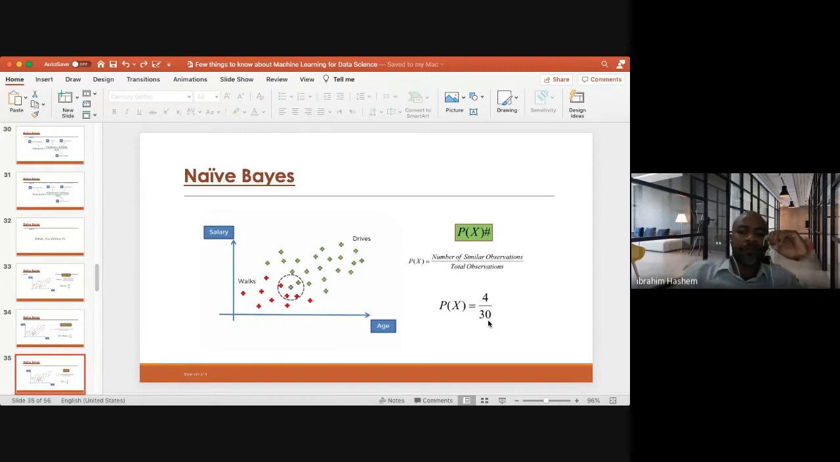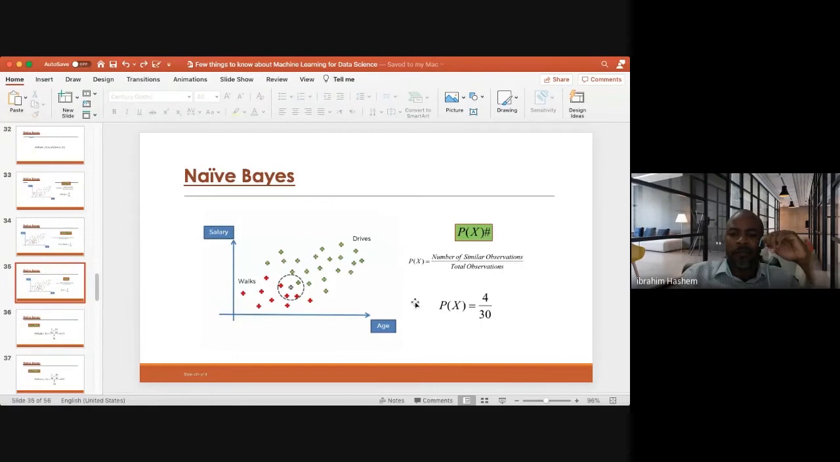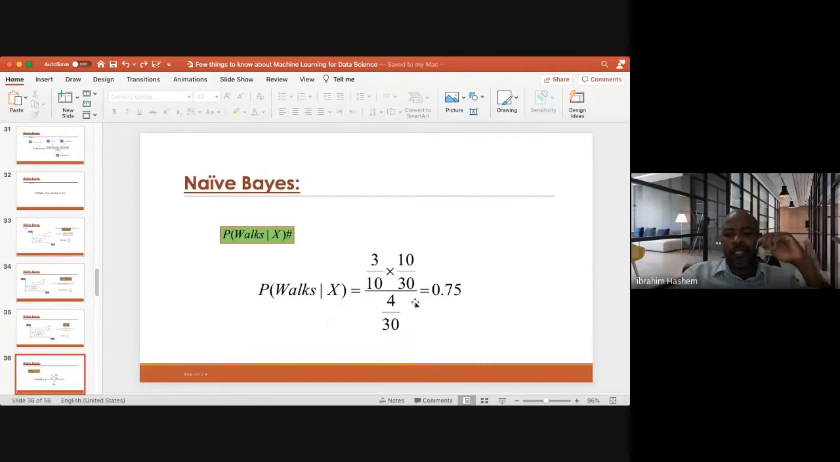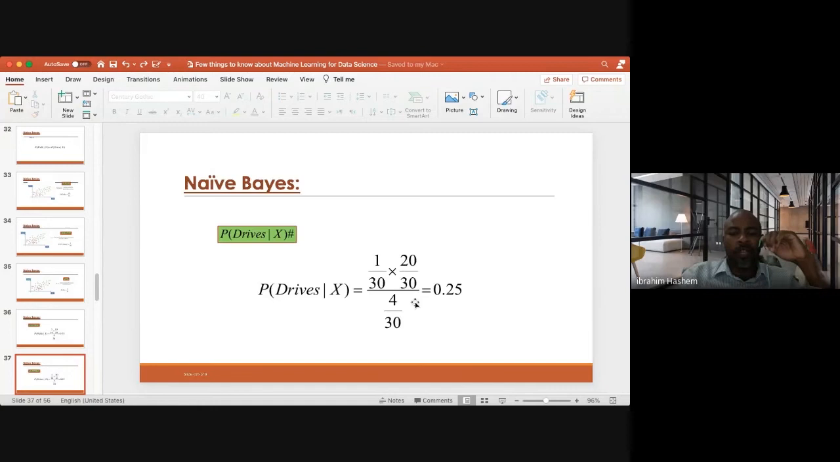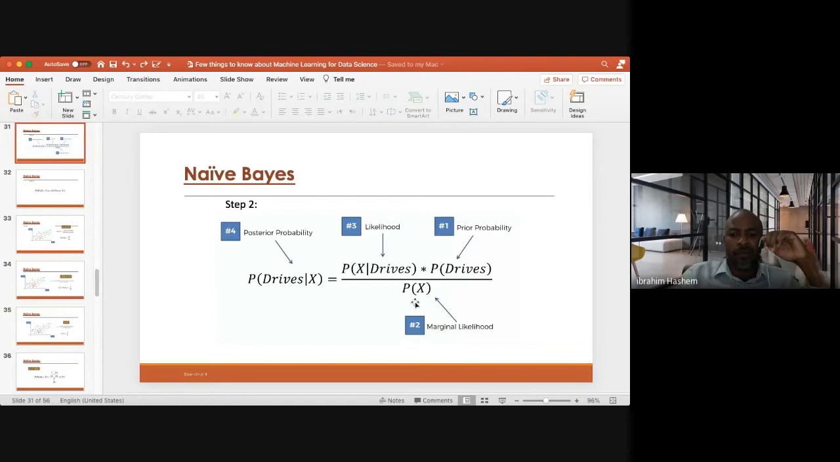So now we have all the information, and we just need to plug into our formula and we get the result. The probability of walks given these events is 3 by 10 multiplied by 10 divided by 30, divided by 4 divided by 30. This will give us 0.75. This is what we already calculated, and we just apply it to the formula: probability of X given walks multiplied by the probability of walks divided by the probability of X. This is the result we get, 0.75, and we apply the same to the drive. We need to calculate the same thing for the drive, which is the probability of X given drives multiplied by the probability of drives divided by the probability of X.